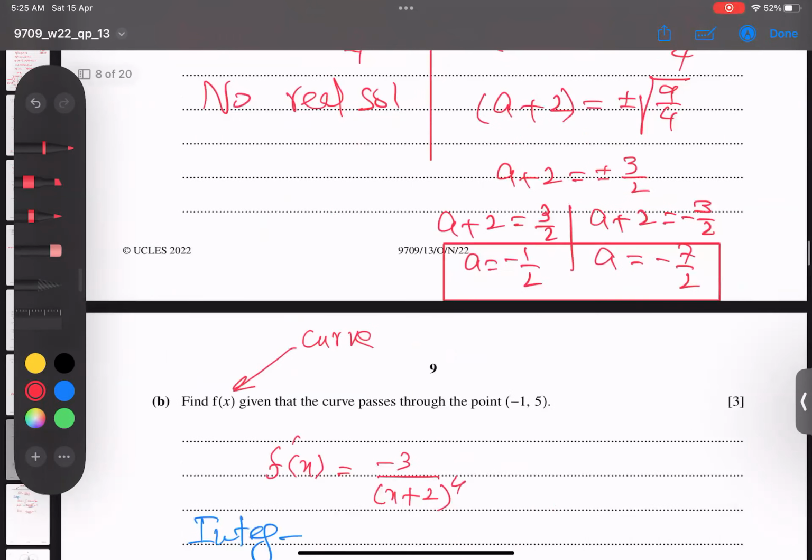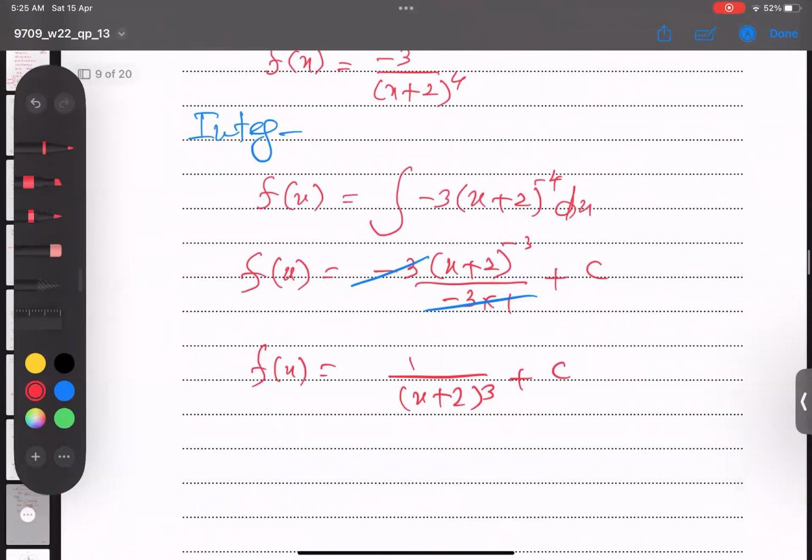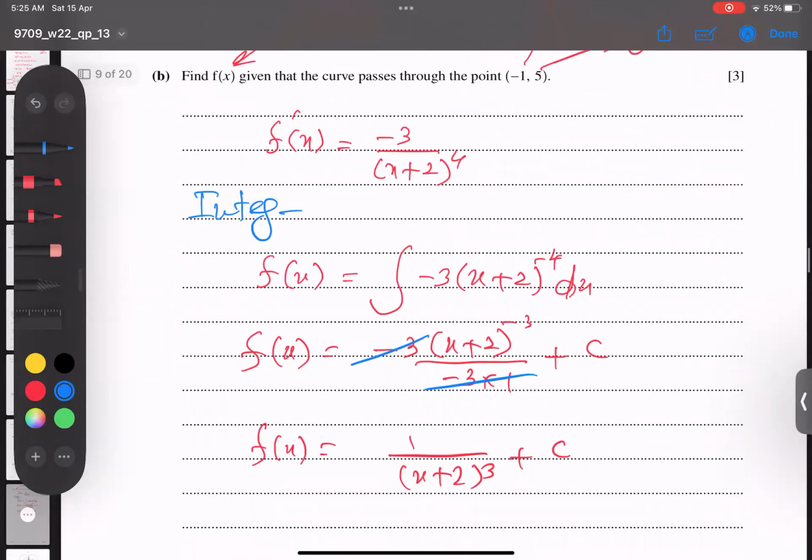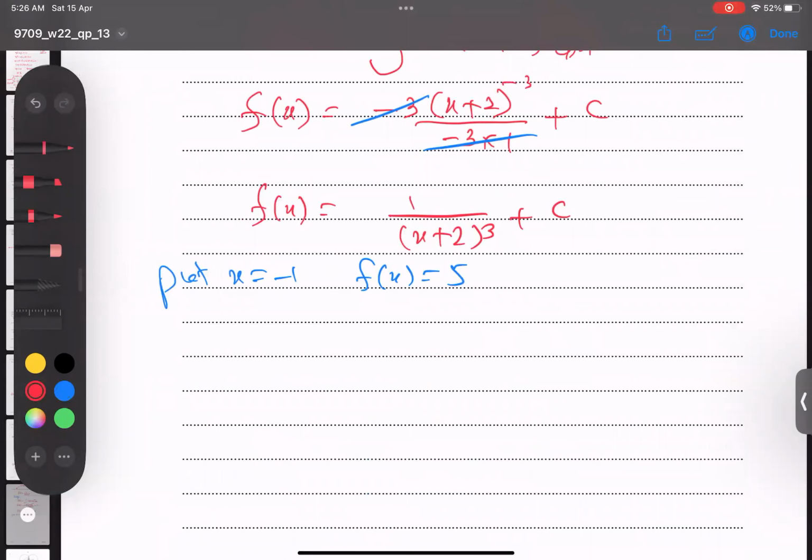And now I'll use this point for your knowledge. This is called x, and this is called y, or f of x. So no problem at all. I'm going to plug in x equals minus 1, and f of x equals 5. And I believe it's not a hard job for us.